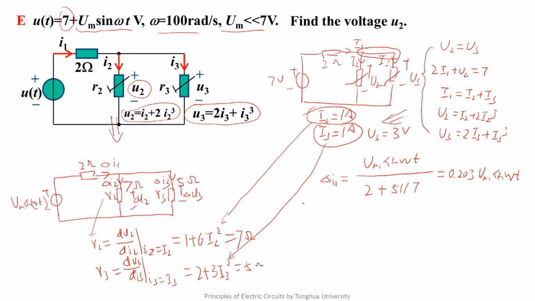After we have delta I1, delta I2 and delta I3 can be gotten by the current division. Delta I2 is equal to 5 over 5 plus 7 times delta I1. By substituting the value into the formula, it is 0.085 Um sine omega t. After we get delta I2, delta U2 equals 7 times delta I2 equals 0.593 Um sine omega t.